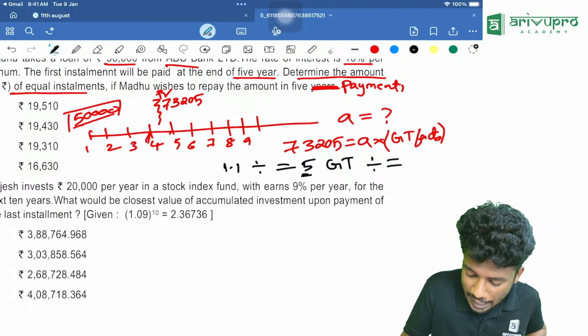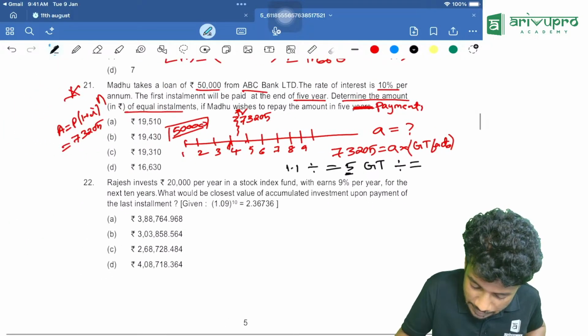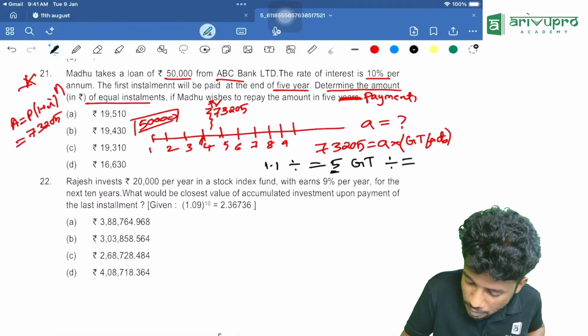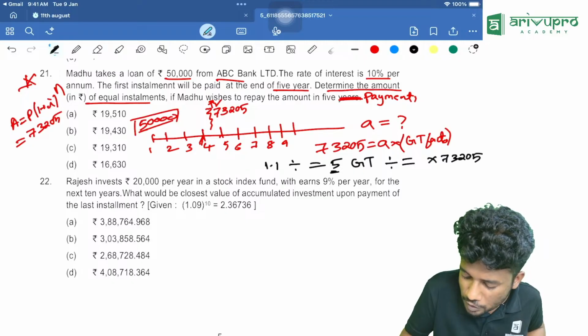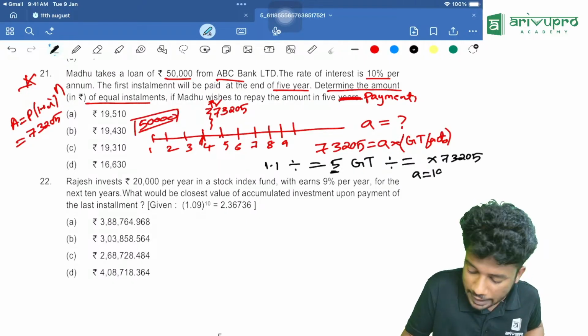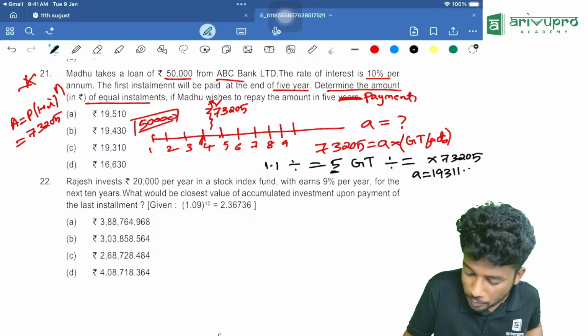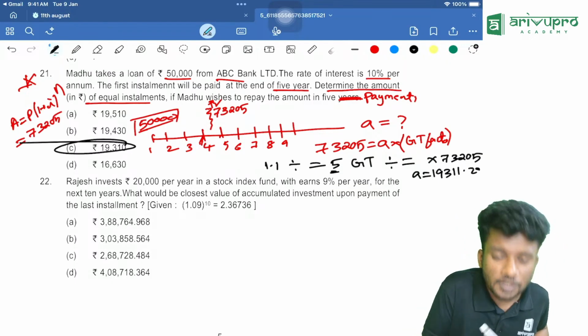73,205. So the answer is 19,000. Divide and multiply it with 73,205. So A is equal to how much now? 19,311.29. The nearest answer is option C.